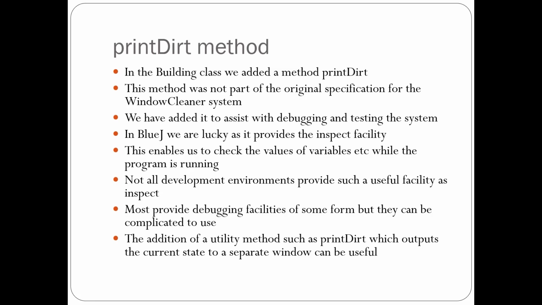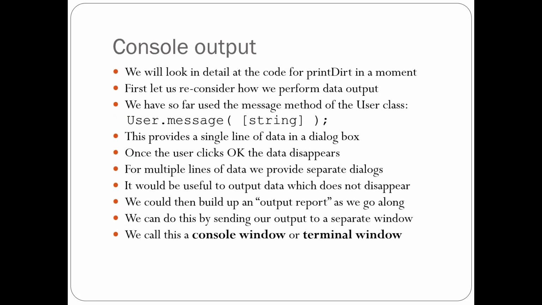So what we're going to do is output the state of the whole building to a separate window, and it allows us to view almost the entire window in a single go, rather than having to keep clicking the OK button all the time. Previously we used user.message, and it allowed us to output data a line at a time. Then, if you remember, we clicked OK, then we got another line of data, then we clicked OK, and then we got another line of data. It's okay, but it's not the best in the world.